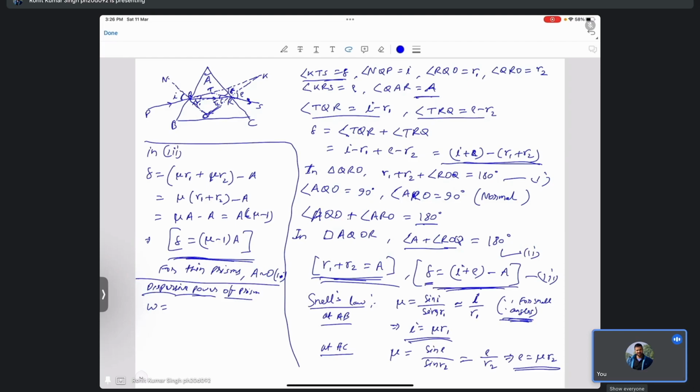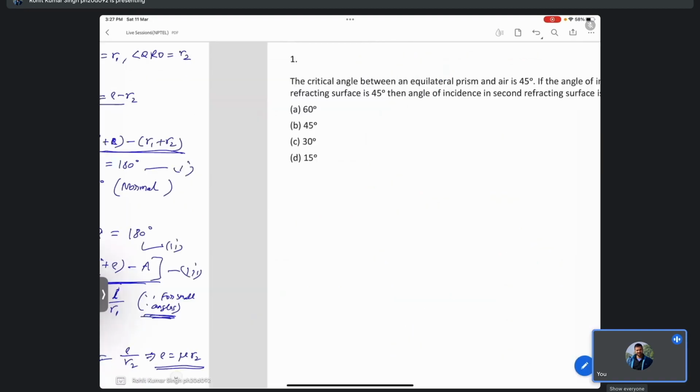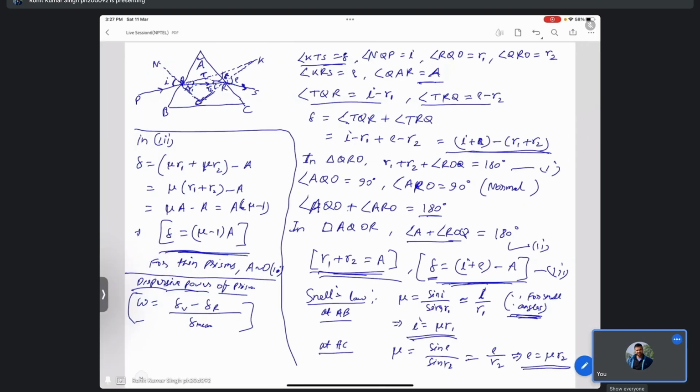So the formula for dispersive power is the angle of deviation for violet light minus the angle of deviation for red light, divided by the mean deviation. So this formula will also be used. That's all. I think these formulas are enough for today. So let me go to the first problem. Do you have any doubt here? Want to ask anything?